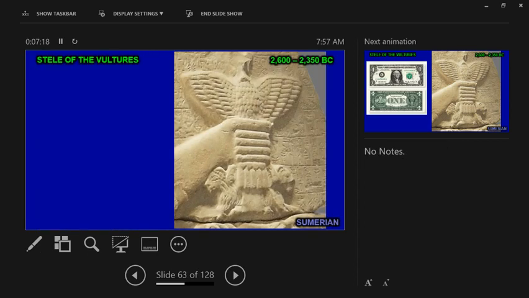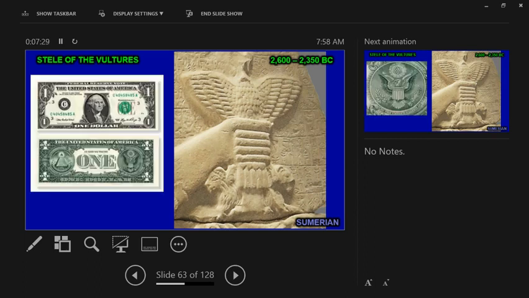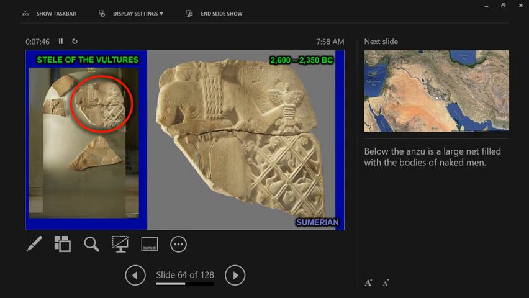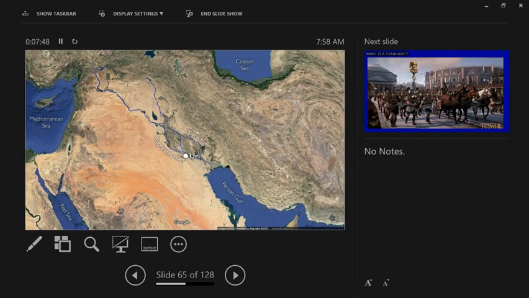There it is. And then, does this remind you of anything? This image right here, does that look like anything that you know? It reminds me of the dollar bill, right? The way the wings are, and then we have the legs coming out down here. Okay, moving on. We're going to go to Ur.